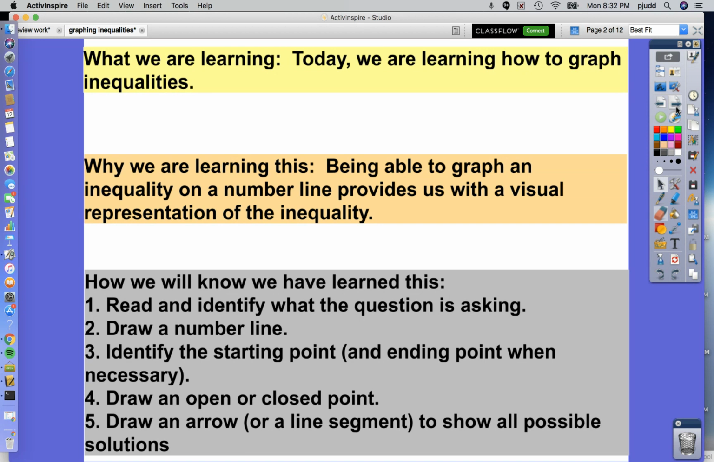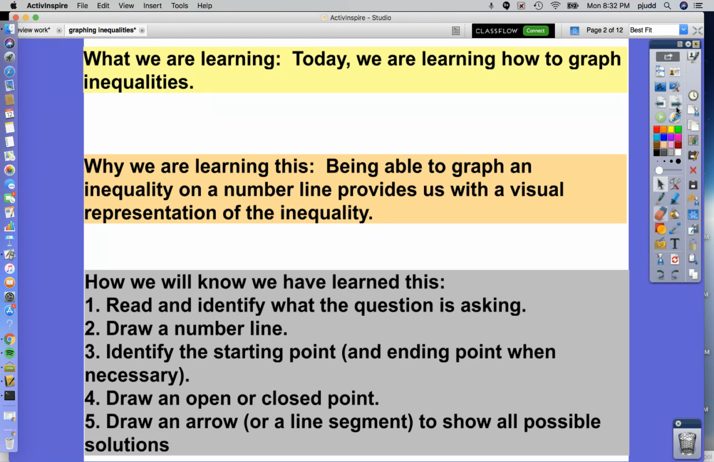How are you going to know you've learned this? Well, one, you're going to be able to read and identify what the question is asking. Then you're going to draw a number line, identify the starting point and ending point when necessary, and draw an open or closed point. You're also going to draw an arrow or a line segment to show all possible solutions.